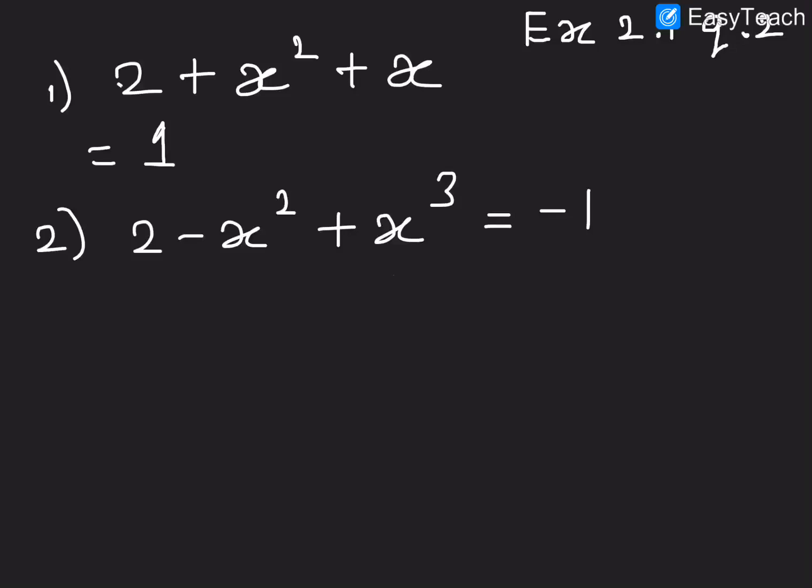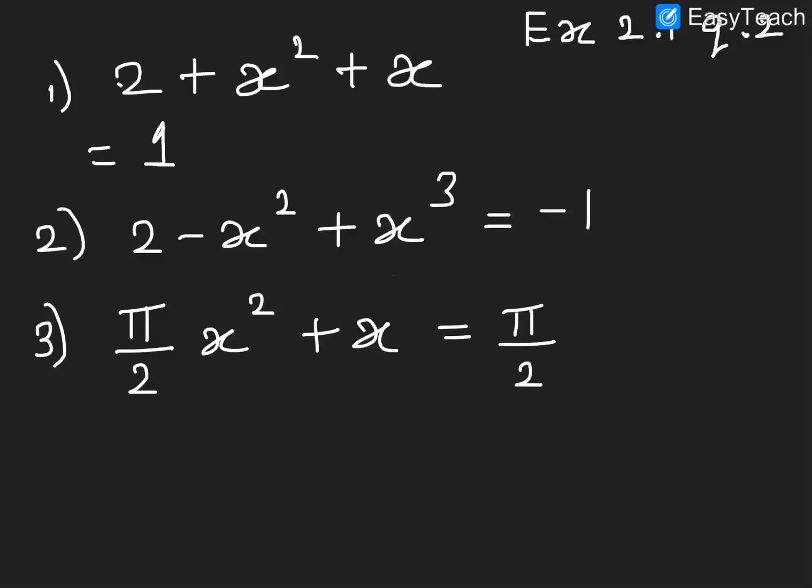Let us see the third example. It is pi by 2 x square plus x. Again in the question the same thing. We need to write the coefficient of x square. Now this is x square and the number associated with x square is pi by 2. So the coefficient of x square becomes what, children? Pi by 2.